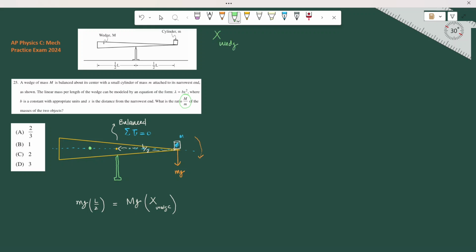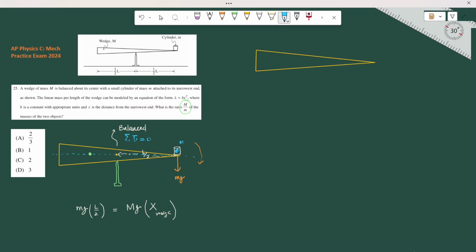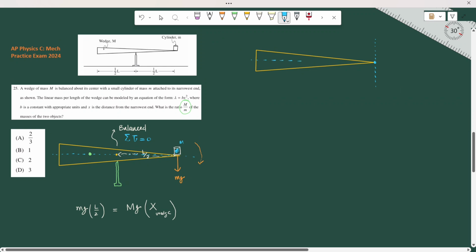But how can you calculate it? You have to first calculate the total mass of the wedge. So in order to calculate the mass of the wedge, I am assuming that this is our reference point. This is our origin, our initial position. And you notice one thing, that the mass is not uniformly distributed.